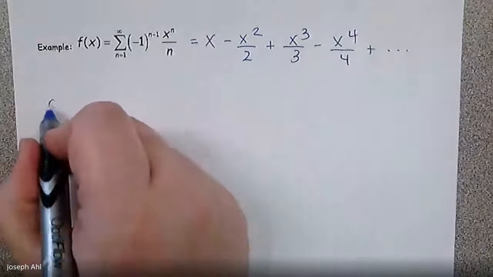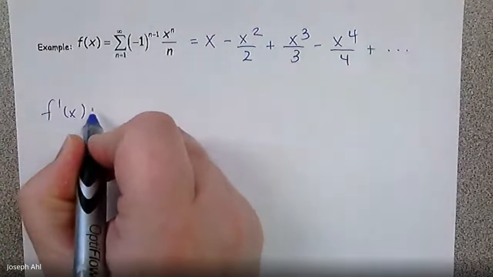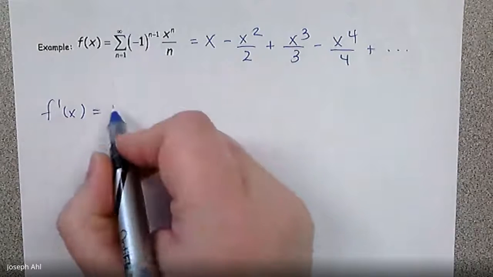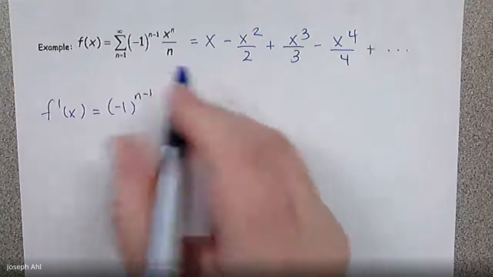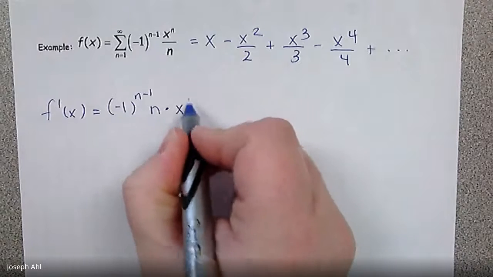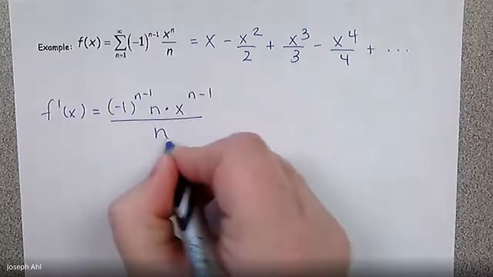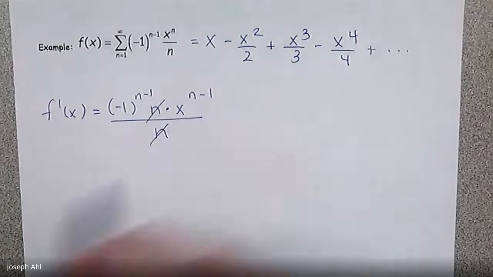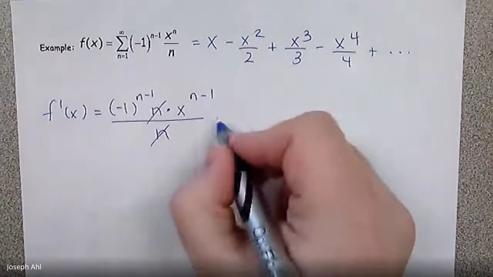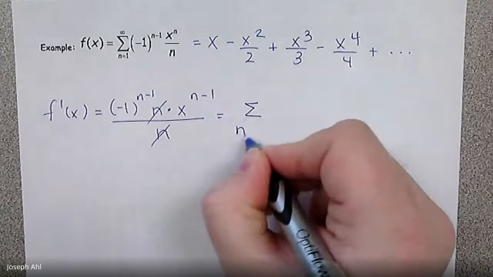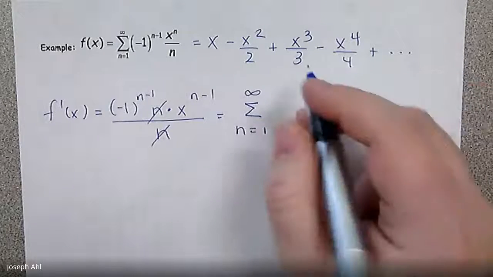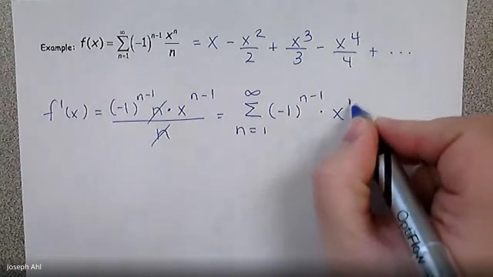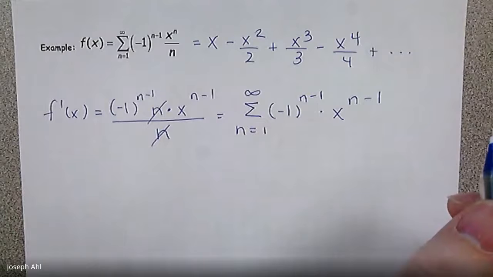All right, let's just go right to the derivative of the nth term here. So f prime of x in general, using the nth term, is going to be -1 to the n minus 1, and then n times x to the n minus 1 over n. Remember, n is constant, right? So we're going to leave that n on the bottom such that those n's now cancel out. So we get that the derivative is the sum from n equals 1 to infinity of -1 to the n minus 1 times x to the n minus 1.